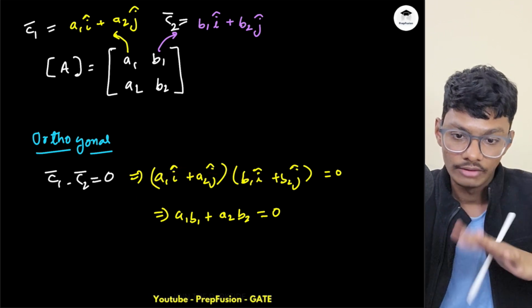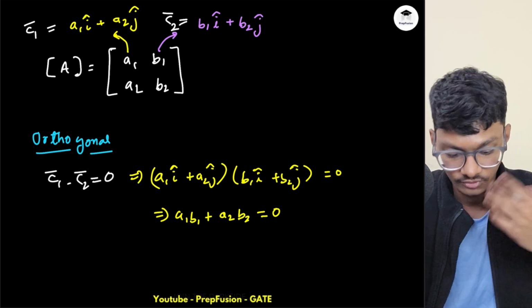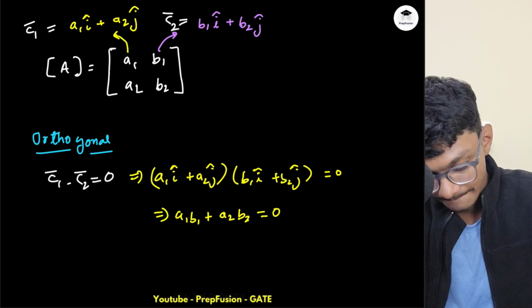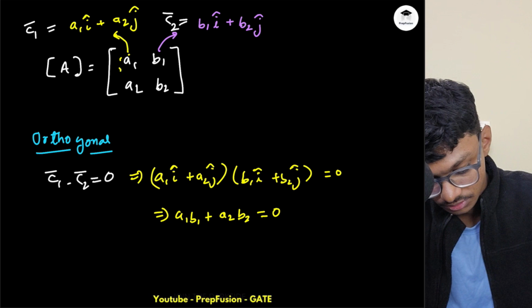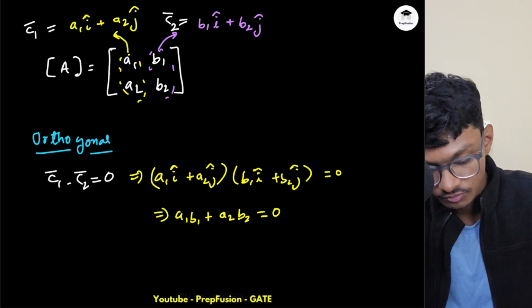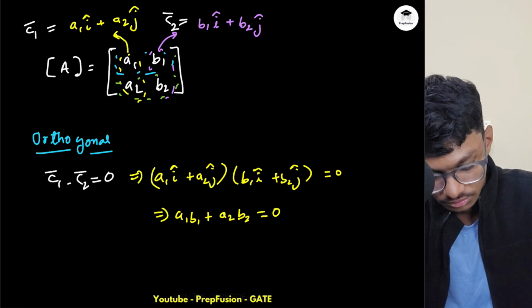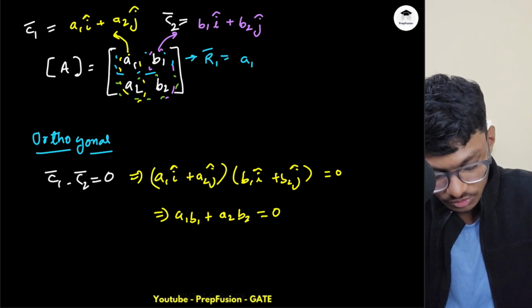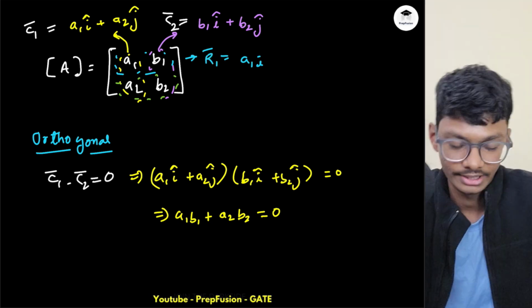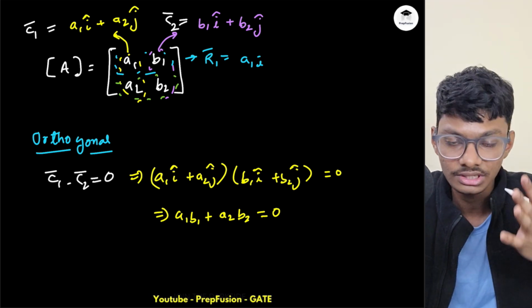Now I have to check for rows as well. So for row vectors, let me just use these colors over here. Now I have to write in terms of rows as well. So rows, I can write this one is a row and this is also another row. Let me name this as the first row. So row 1 equals a1 i cap. Again I am writing with i and j. These are basically basis vectors.